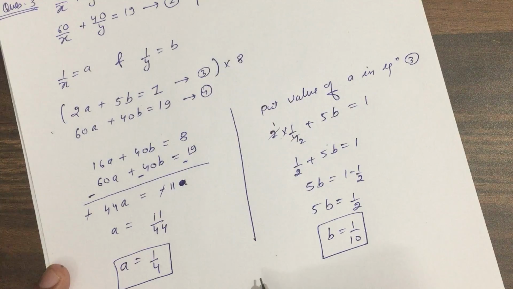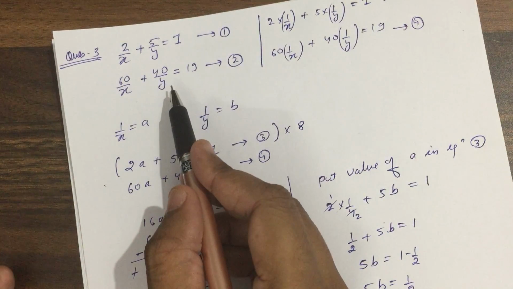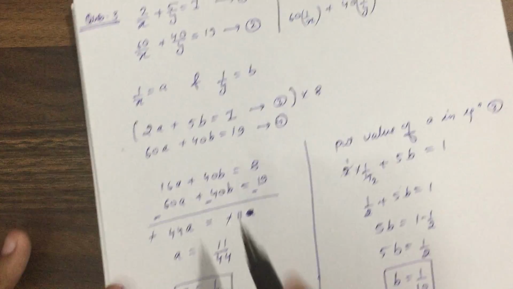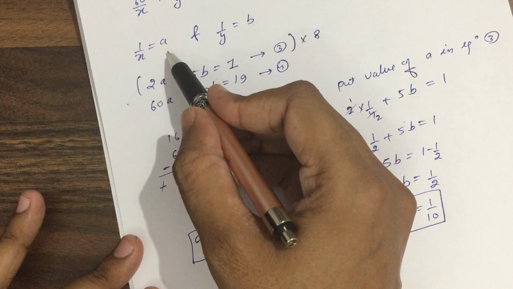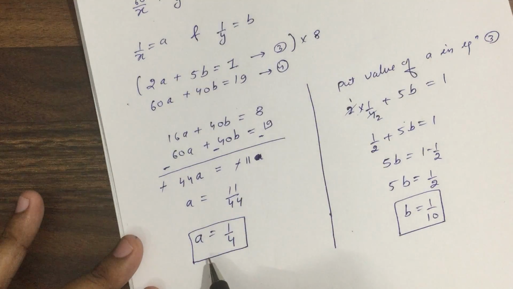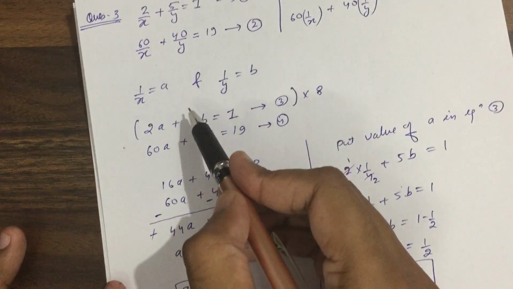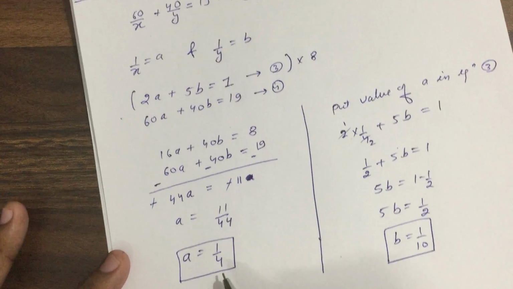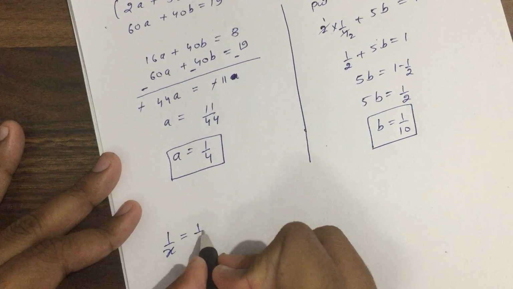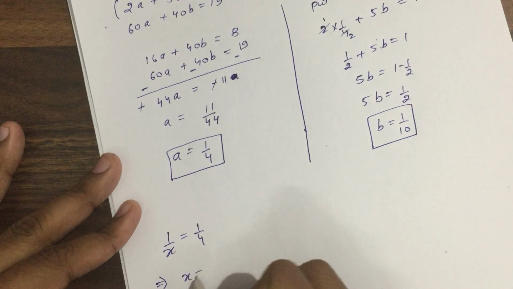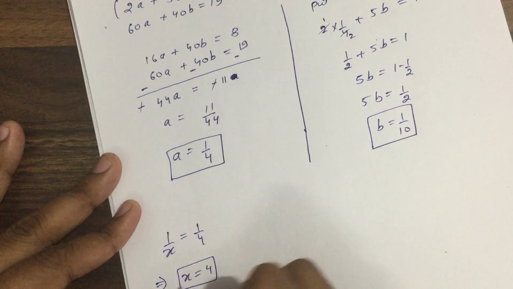But we are supposed to find the value of x and y, not a and b. Okay? So in order to find the value of x and y, we have 1 upon x is equal to a. But the value of a is 1 upon 4. So we will write 1 upon x is equal to 1 upon 4. Cross multiply. This will give you x is equal to 4.